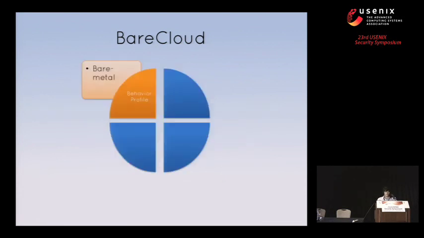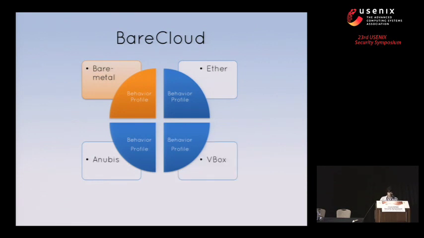For that, BareCloud also executes samples in other analysis environments, namely Ether, Anubis, and VirtualBox, and compares the behavior with a bare metal analysis system. Here, Ether is based on the Xen hypervisor and uses hardware-based virtualization to make it more transparent. Anubis is QEMU-based. It's a whole system emulation analysis system. And VirtualBox is a type 2 hypervisor. That is, the virtual machine manager is installed upon the host operating system.